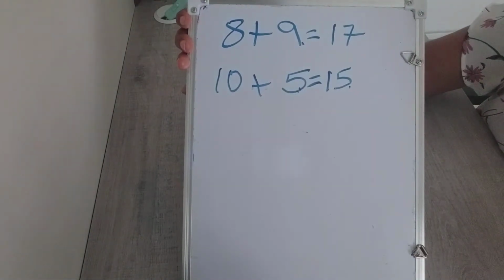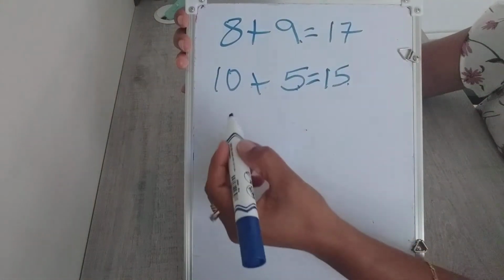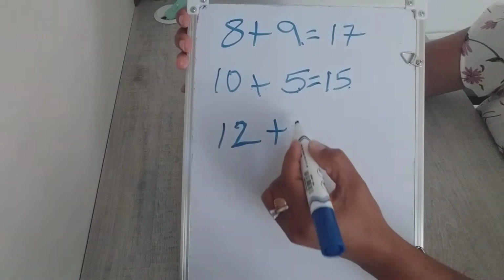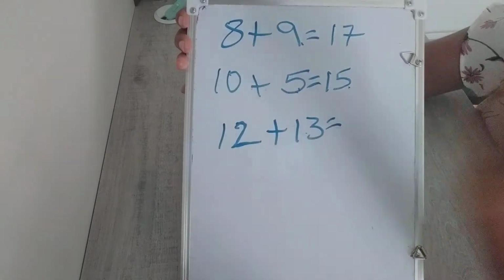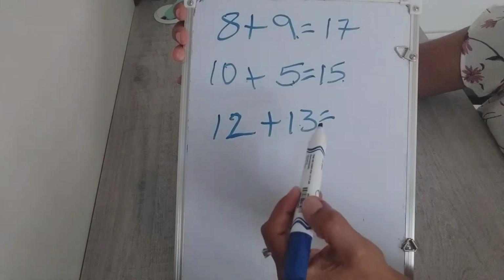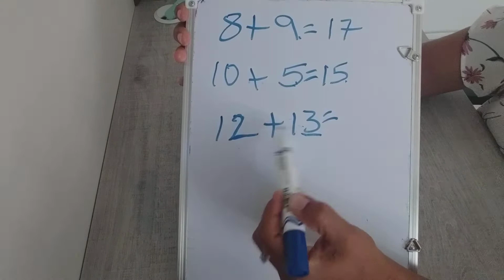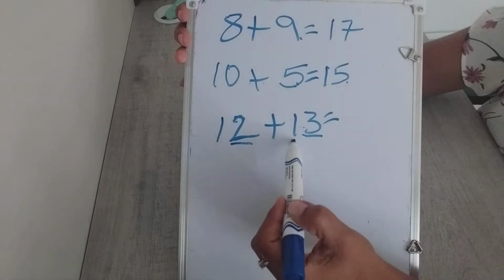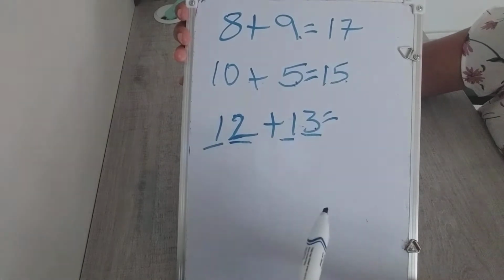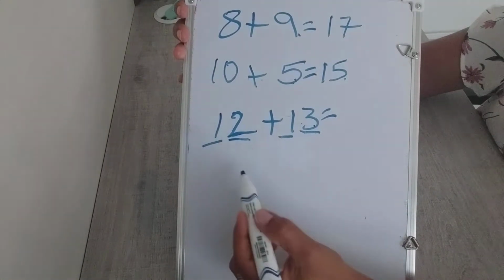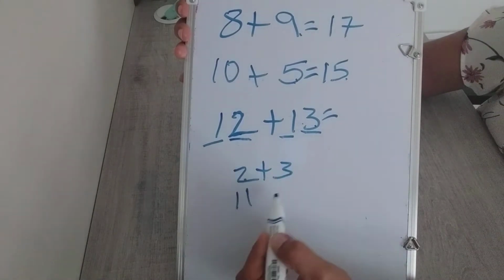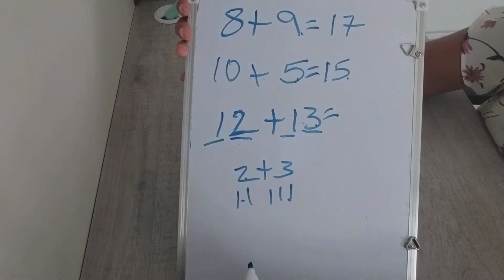Okay. Again, I will ask you a 2 digit number: 12 plus 13. What is the answer? First, we'll add the first digit, the 1 digit, and then after that, we'll add the second digit. We start with 2 plus 3. What will it be? I have 2 here, I have 3 here. How many together? 5.